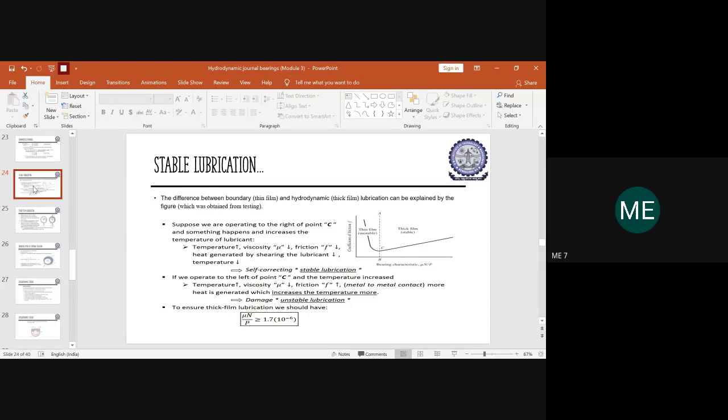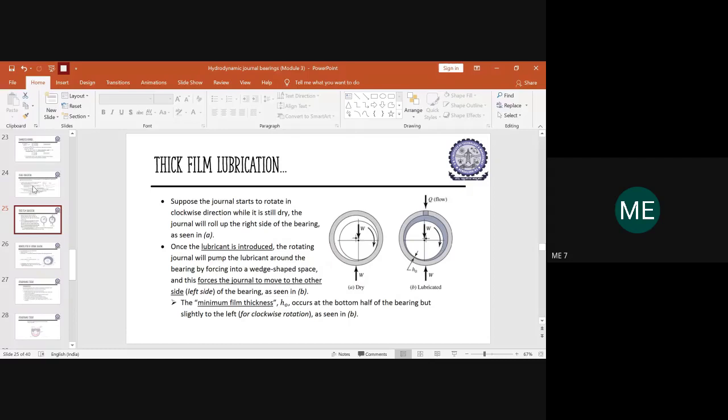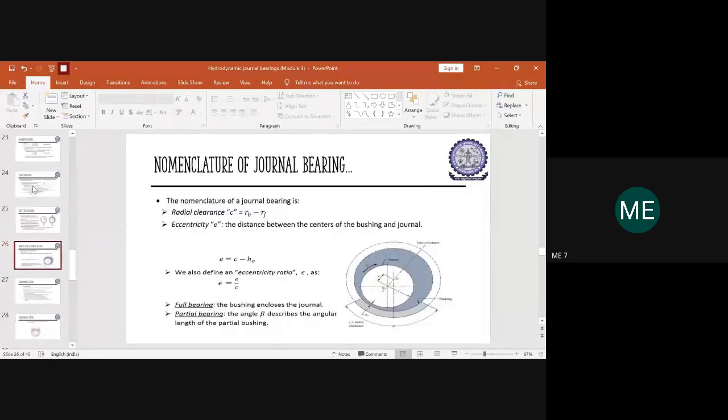So now, before starting with either Petroff's or Reynolds equation, you should know some of the terminologies, which are associated with the nomenclature of the journal bearing. I have shown you in the beginning how a journal bearing looks, with a sketch also.